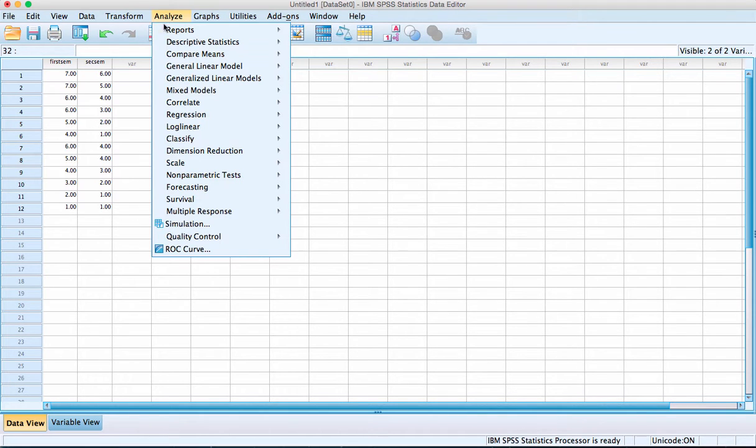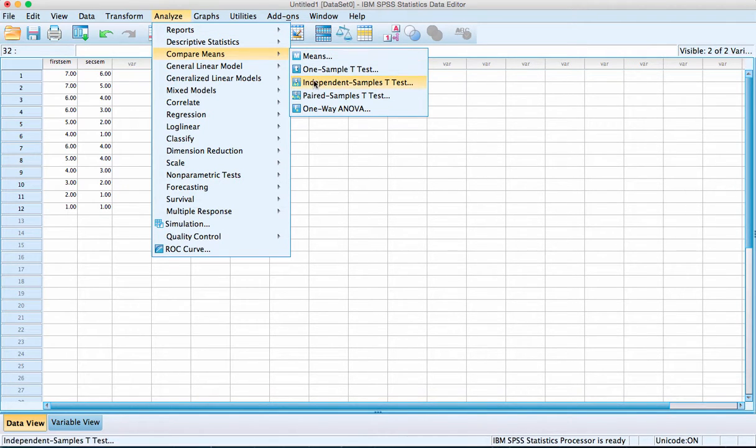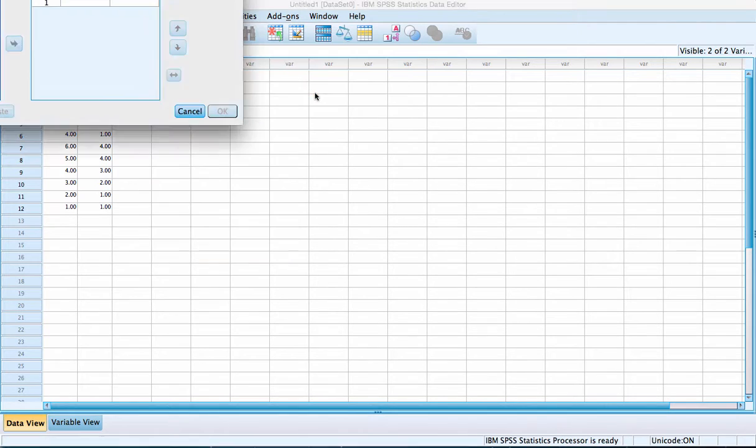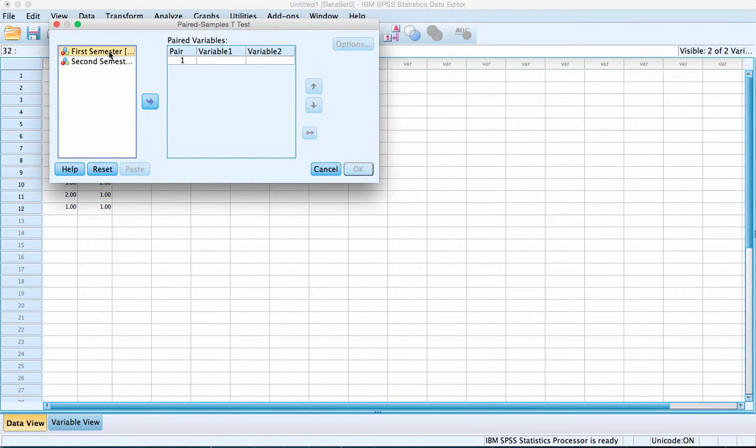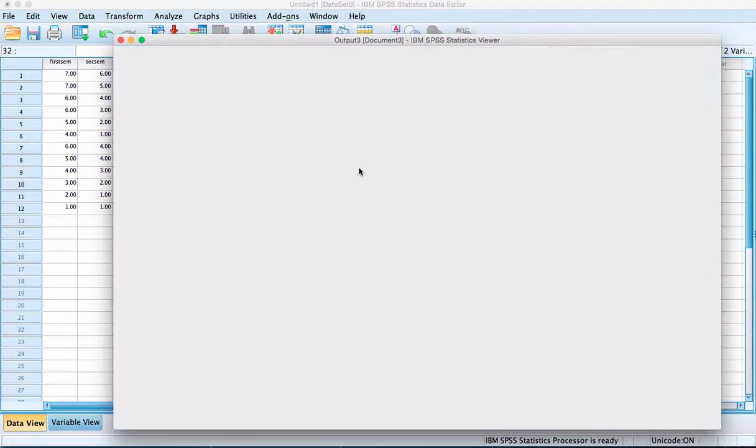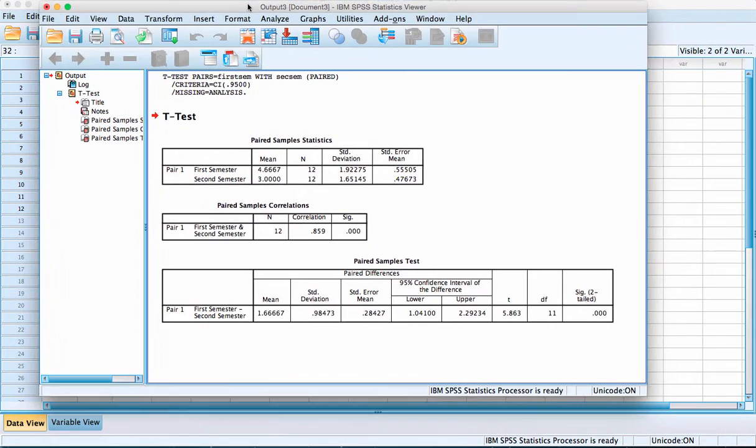So we're going to go to Analyze, Compare Means, and then Paired Samples t-test. And then in this window, what we need to do is highlight the first semester and hold down on the Shift key and highlight the second semester, and then move those variables 1 and 2, first and second semester, into the paired variable box. And then we simply click on OK, and we get our output.